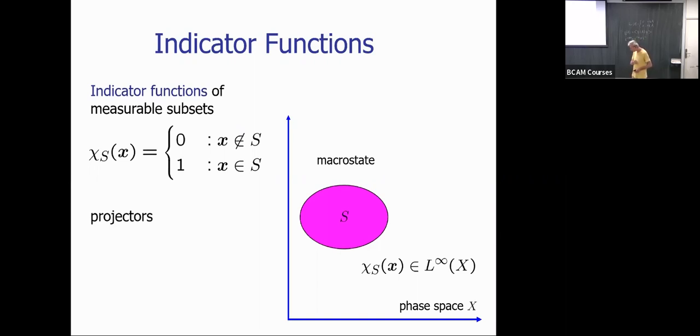Well, the macrostates, as they will turn out in the quantum picture, I come to this point a bit later. But they are not very related to the pure states. They are more related to the density matrices.